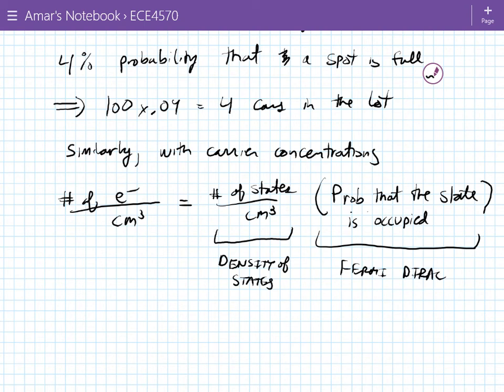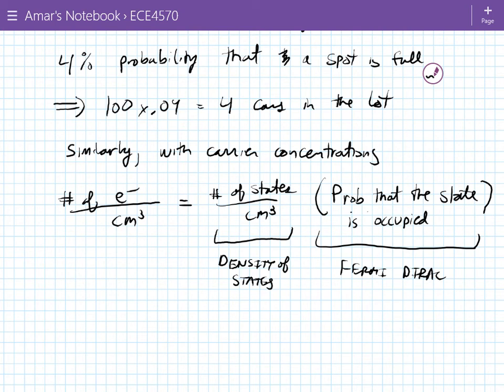Okay, so we're going to go into each one of these in turn. By the way, this is the probability of finding an electron. This is the probability of finding that the state is occupied by an electron.